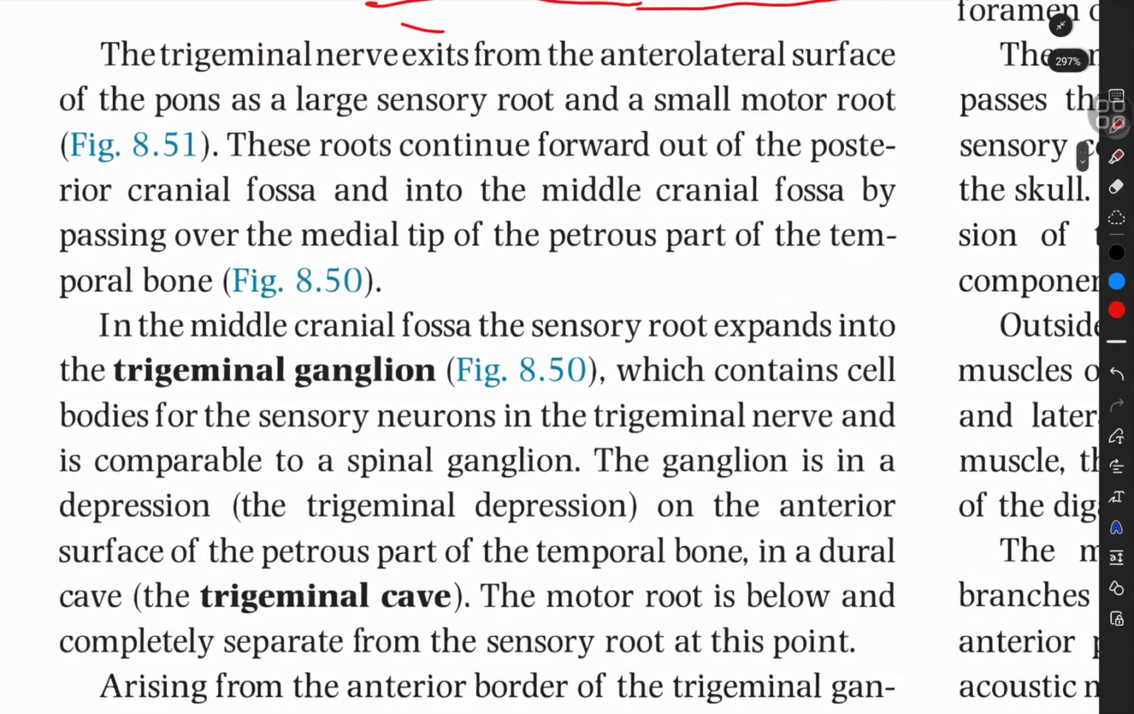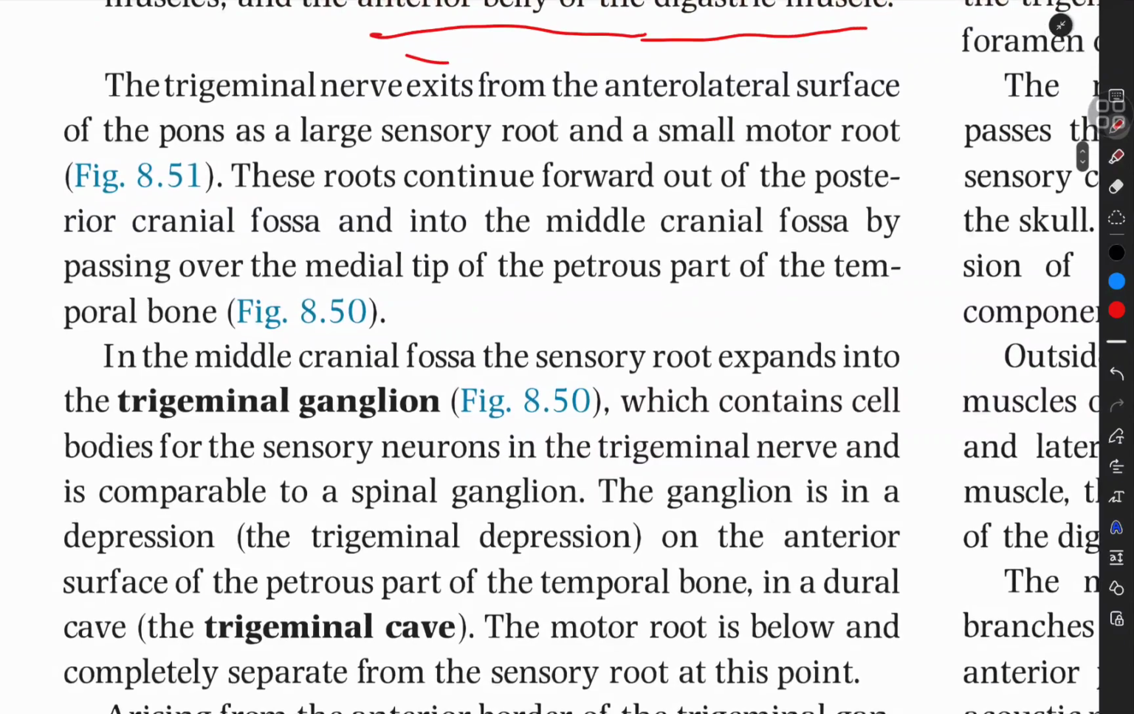The trigeminal nerve exits from the anterolateral surface of the pons as a large sensory root and a small motor root. These roots continue forward out of the posterior cranial fossa into the middle cranial fossa by passing over the medial lip of the petrous part of the temporal bone.